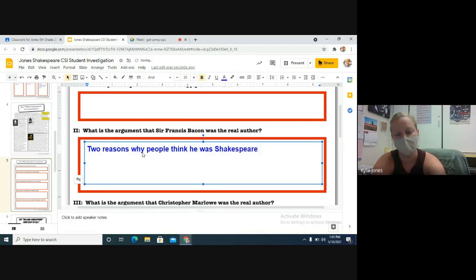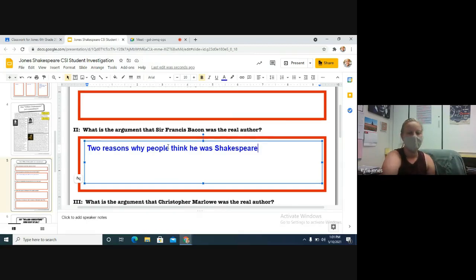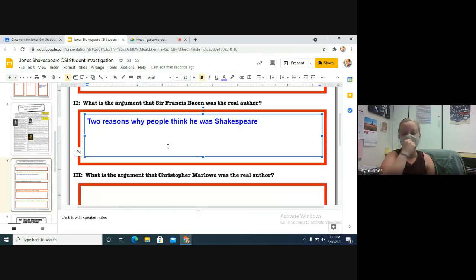Go back to the reading and read through it. So there's 2 reasons why people think he was Shakespeare. Yes, so go back and reread it if you have to.